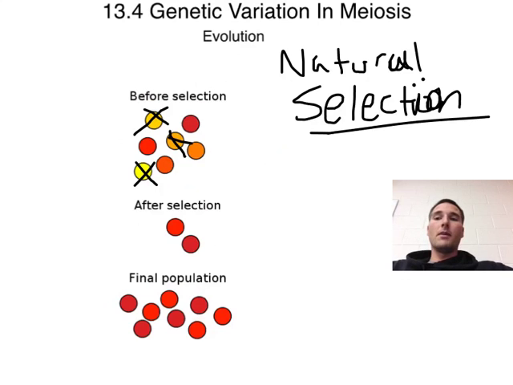And this time it was just based on color. But we have had a change in the features of a group of organisms. Okay, so that's the natural selection idea. That's how genetic variation works in there.